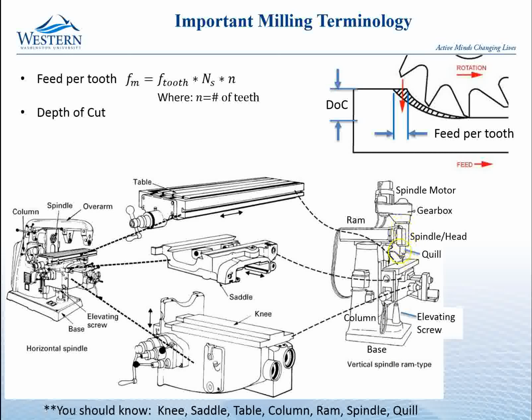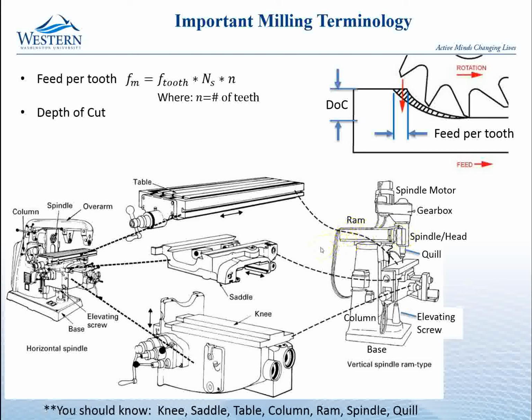So the quill is this section right here that can extend out of the spindle, so you use that when you're drilling. This whole thing is called the spindle or the head of the machine, so that includes the quill, it includes the bearings in here, and it often includes the gearbox and the motor. Often this whole section that turns the tool is called the spindle. They have a gearbox at the top, a motor, and then that is all mounted on the ram.